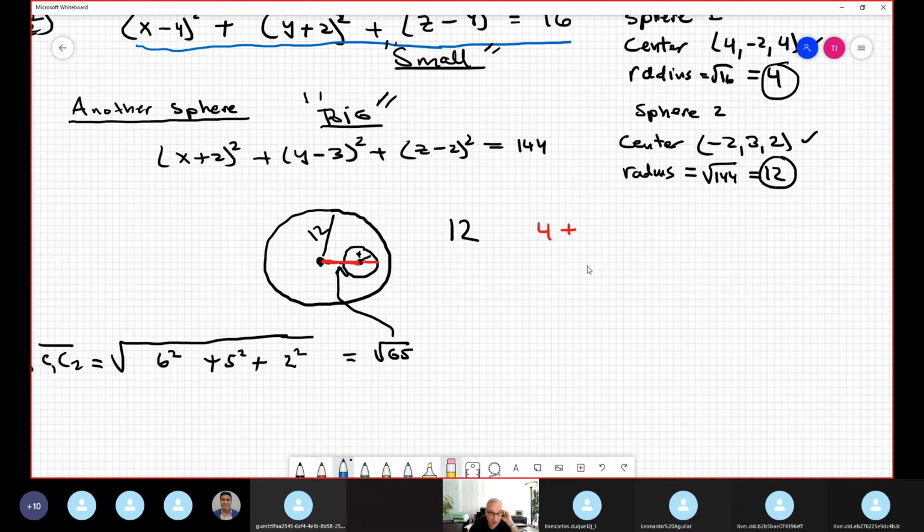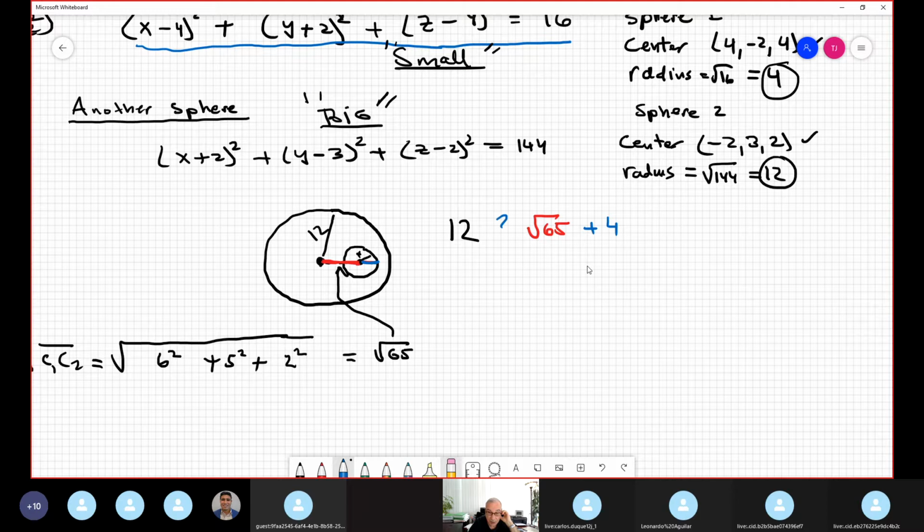But let me use color. This distance, blue color, is 4. This distance, red color, is square root 65. I changed the color. Okay, look, erase everything. Using my common sense, no formula, common sense. Square root 65 is the red segment, and 4 is the blue segment.